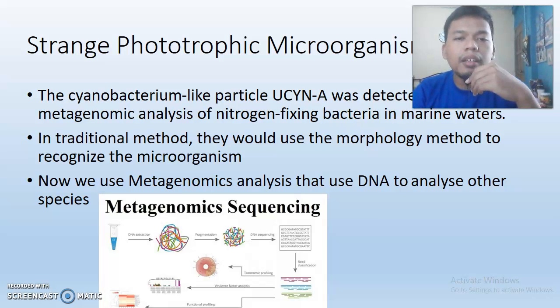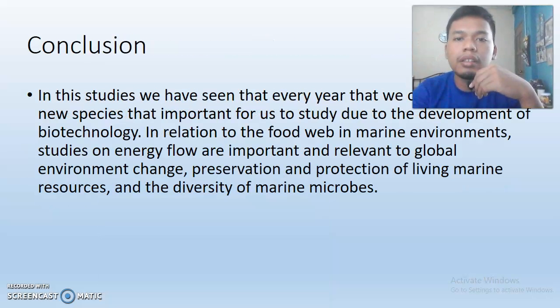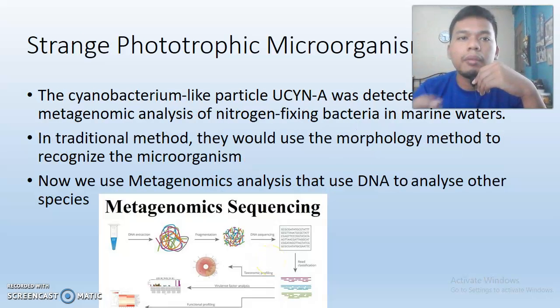In the traditional method, they would use morphology to recognize the microorganisms. Using metagenomes, researchers can now use DNA to analyze other species. So using metagenomes, the researcher can analyze microbial diversity and also identify new proteins, enzymes, and biochemical pathways.